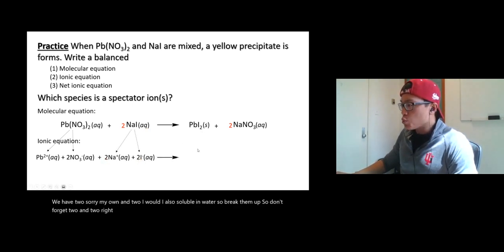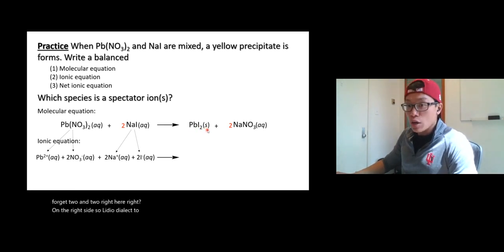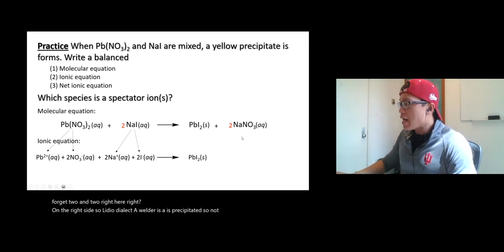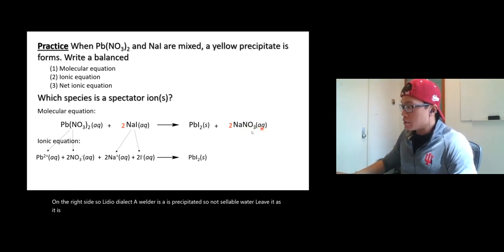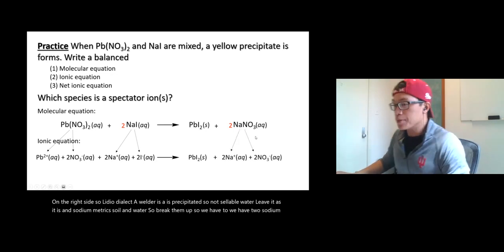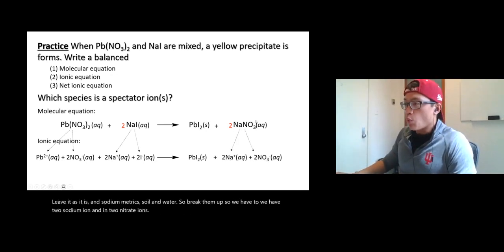On the right side, lead 2 iodide is a precipitate, so not soluble in water. Leave it as it is. And sodium nitrate is soluble in water, so break it up. So we have 2 sodium ions and 2 nitrate ions. All right, that's the ionic equation.